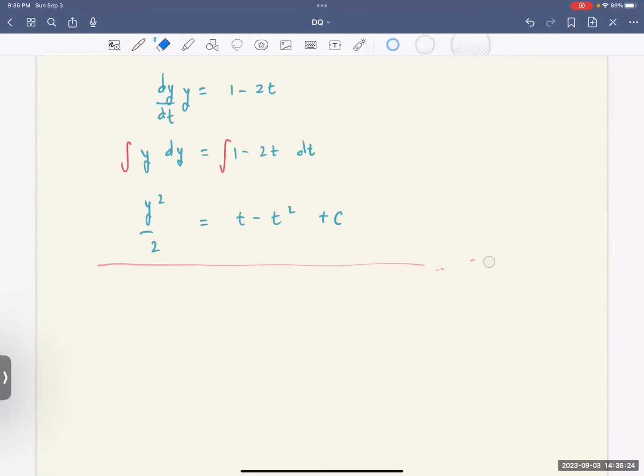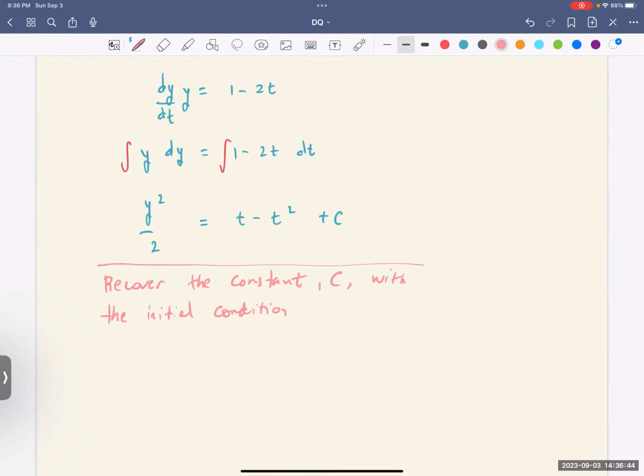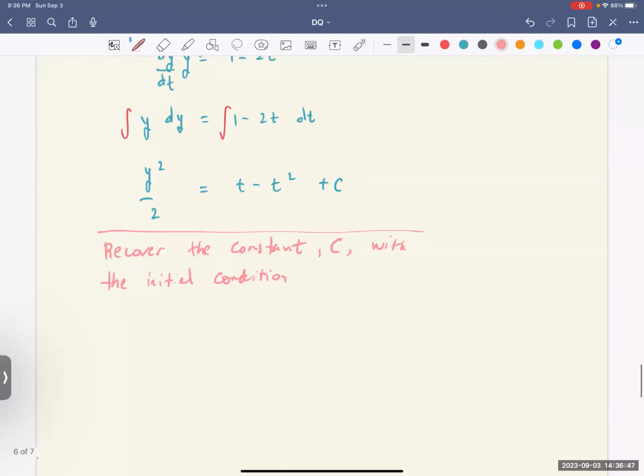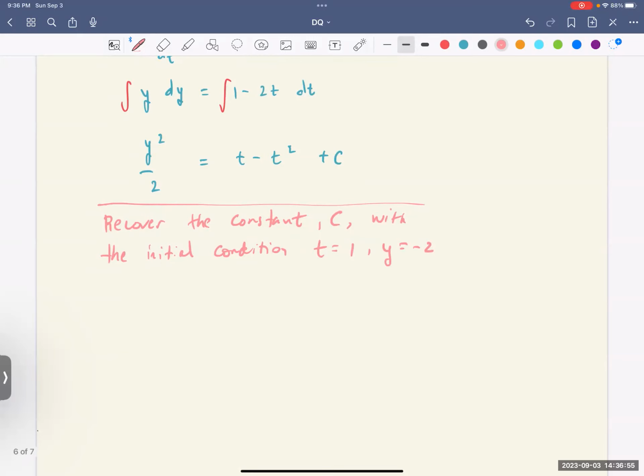Recover the constant, the c, the parameter, by using the initial condition. And that condition was (1, -2). So when t is 1, y is -2. Let's plug that in. y is -2, so (-2) squared is equal to 1 minus 1 squared plus c.